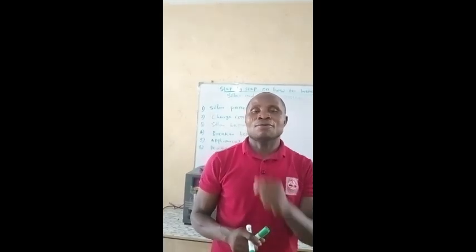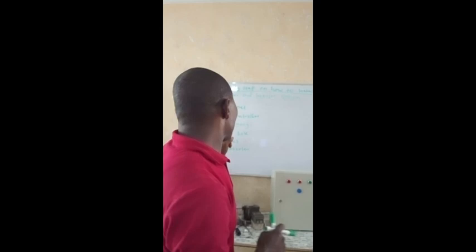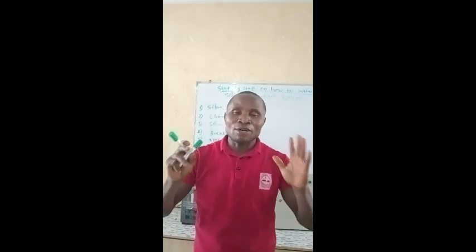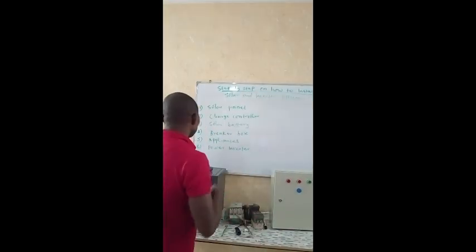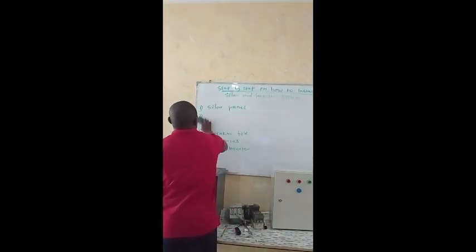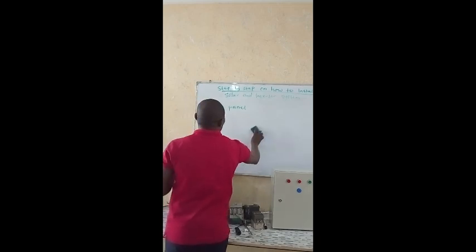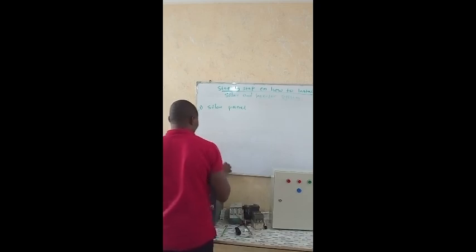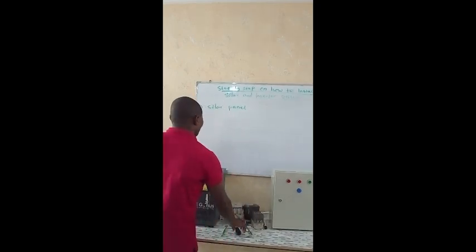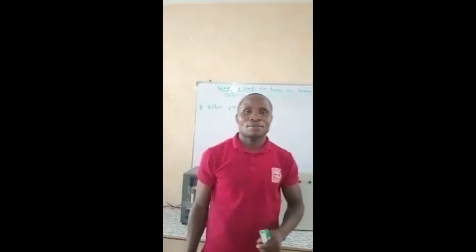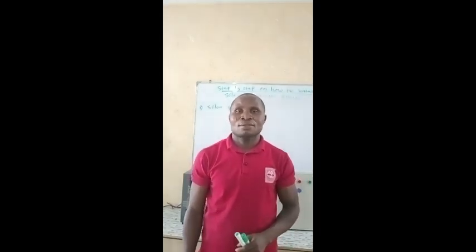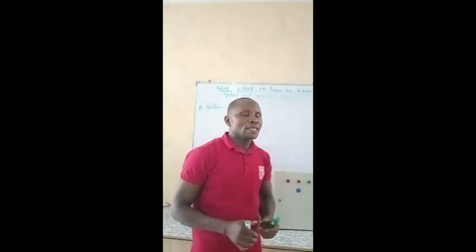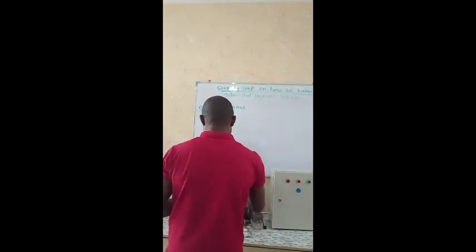These are the 6 primary items we need for the installation of solar system in our home or in the offices. Now, we want to take it one after the other so that we can do the connection. You will see how the connection is. We'll start with the solar panel. All right. Now, we are looking at this solar panel.